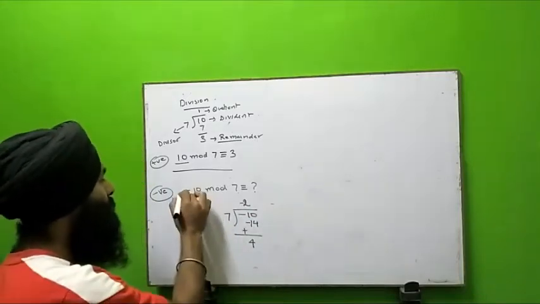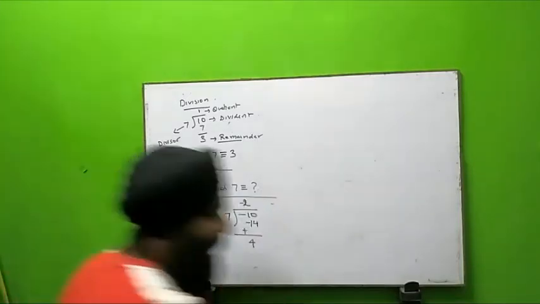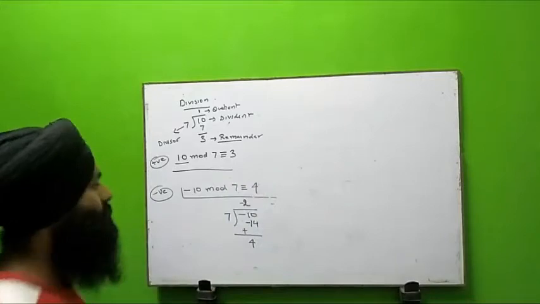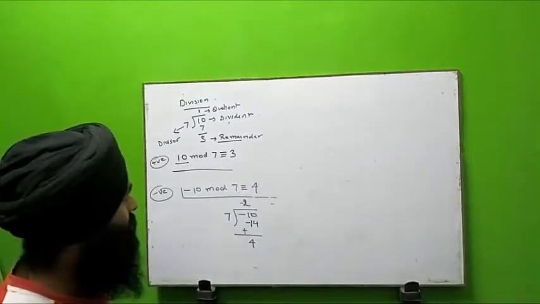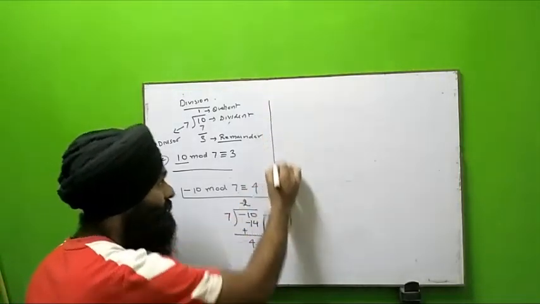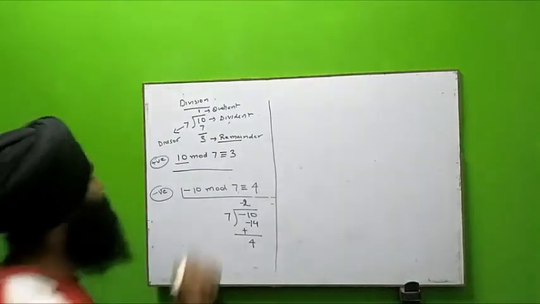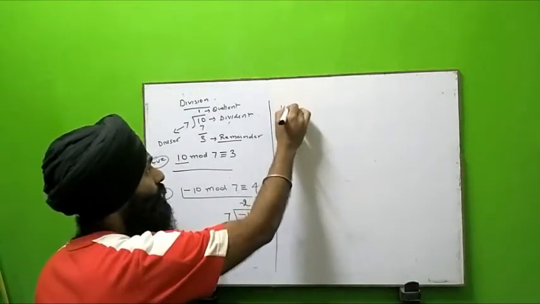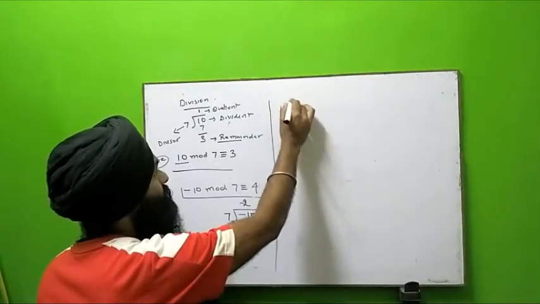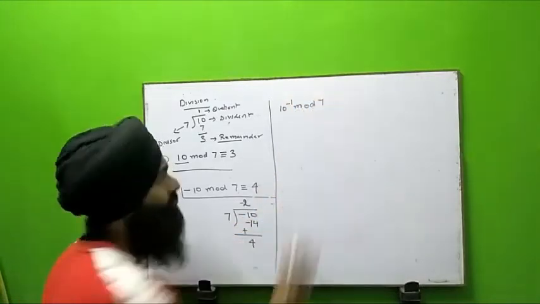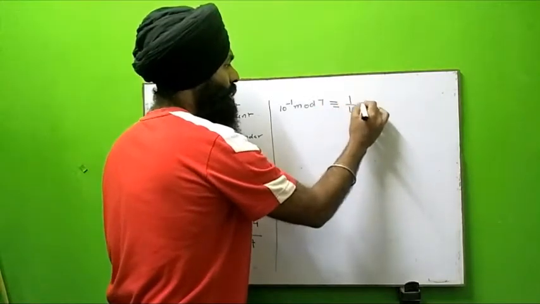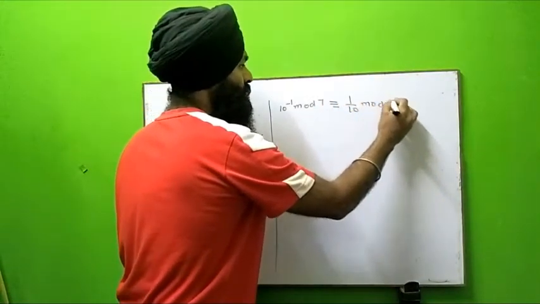So now minus 10 mod 7 is equal to 4. So this is pretty easy. Now let's consider the third case. The third case is if we are going to find 10 inverse mod 7, and that is congruent to 1 by 10 mod 7.